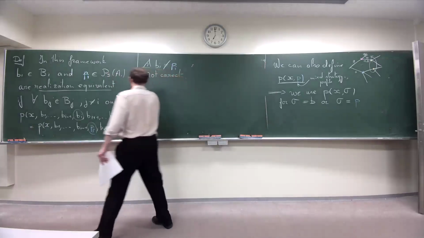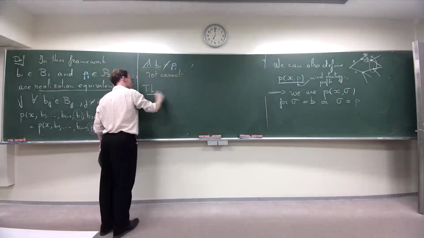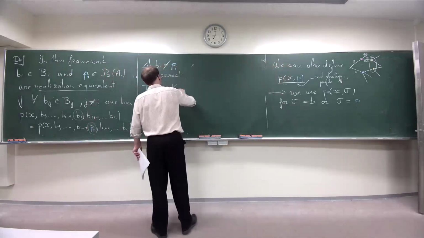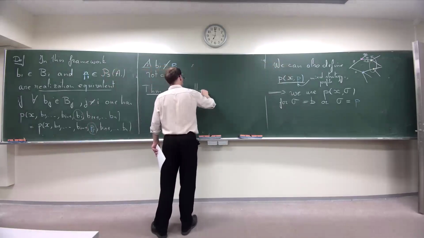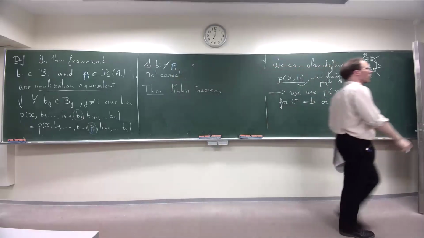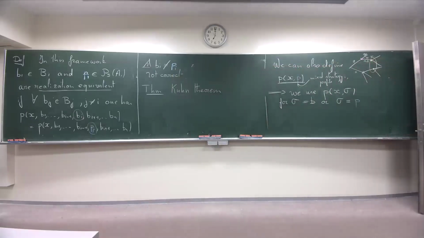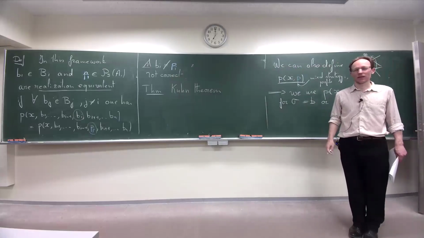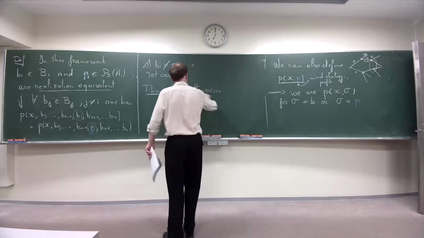And now I introduce this for an important result, which is called Kuhn theorem. So remember my initial question was, we have mixed strategies and we have behavior strategies. Are they the same? That was my original question. And this theorem tells you the answer.